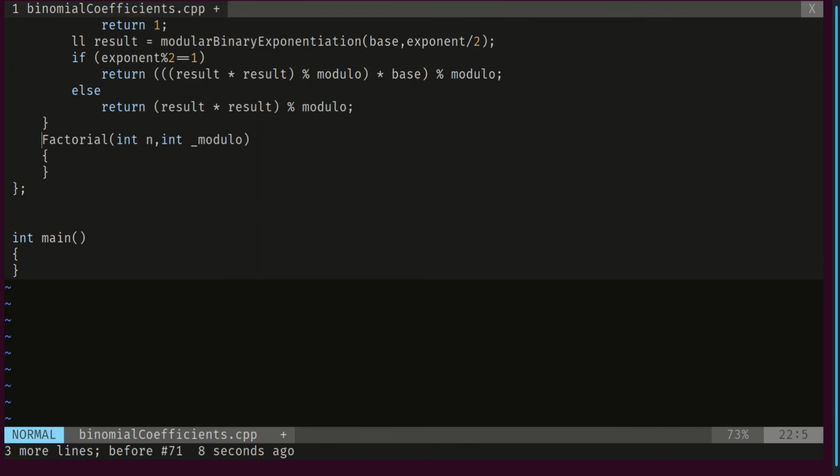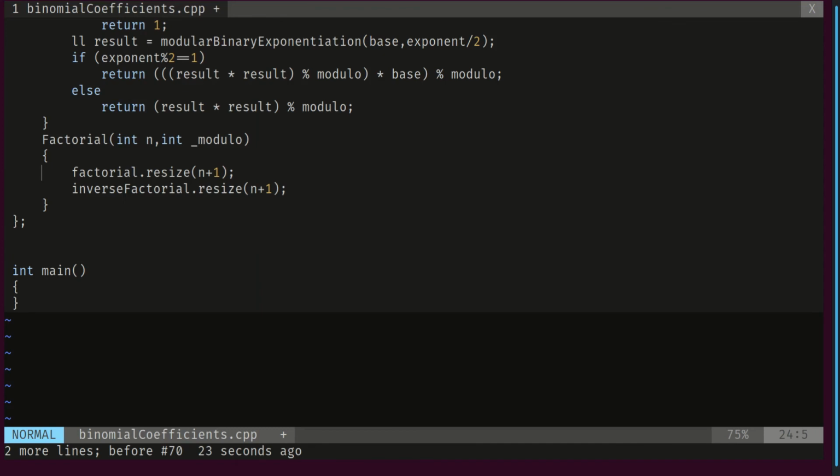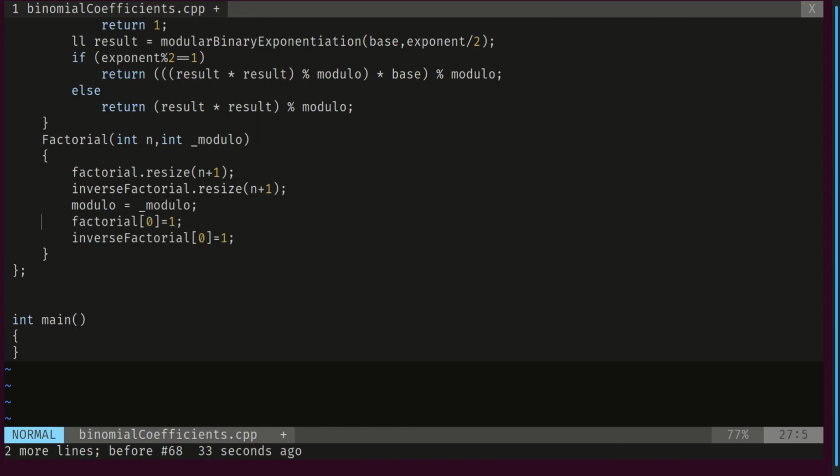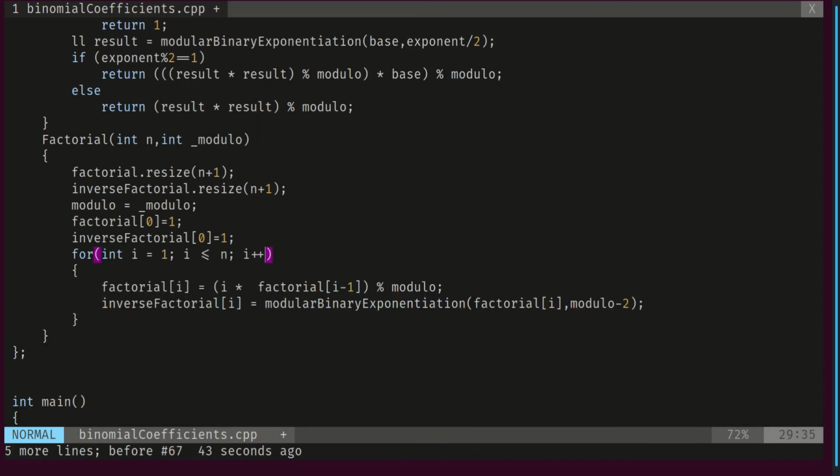Now I'm gonna introduce my constructor. So it's gonna take two ints, the first one being the largest value of factorials I will need to calculate, and the second one being my modulo. Then I will resize my two arrays to have size n plus 1. Then I will set my modulo to modulo. And now I'm gonna initialize both factorial of 0 and inverse factorial of 0 with 1. And as I said, I will calculate factorial and inverse factorial recursively.